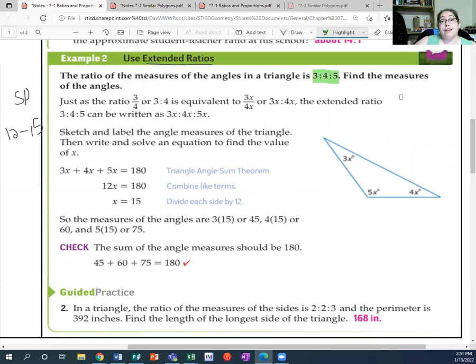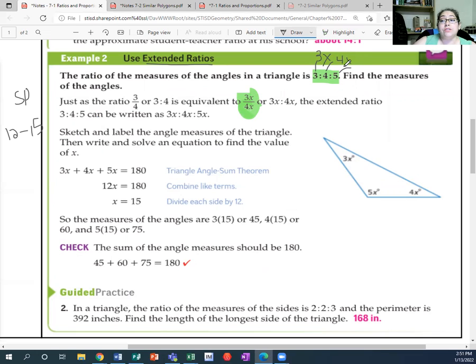So this ratio that I've highlighted in green says 3 to 4 to 5. And this word problem says the ratio of the measures of the angles in a triangle is 3 to 4 to 5. Find the measures of the angles. Well, if we were looking at just the ratio of the first two, 3 to 4, we can think of it as 3x divided by 4x. This x is helping us figure out what we need to multiply each of these pieces by in order to get the actual measure of the actual triangle that we have sitting there.